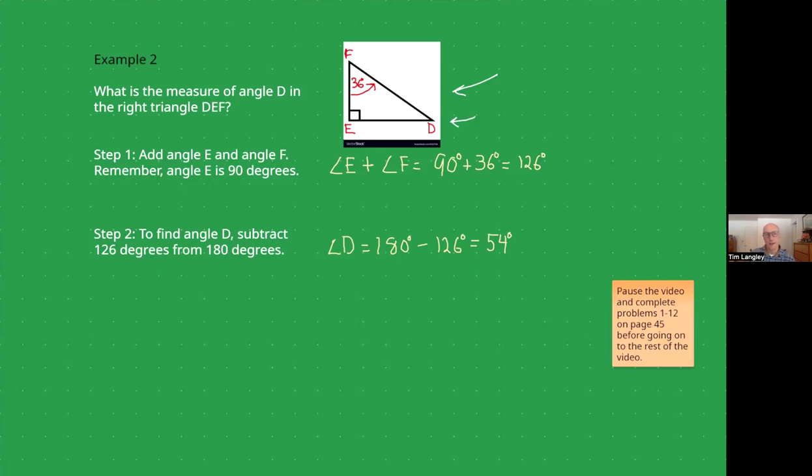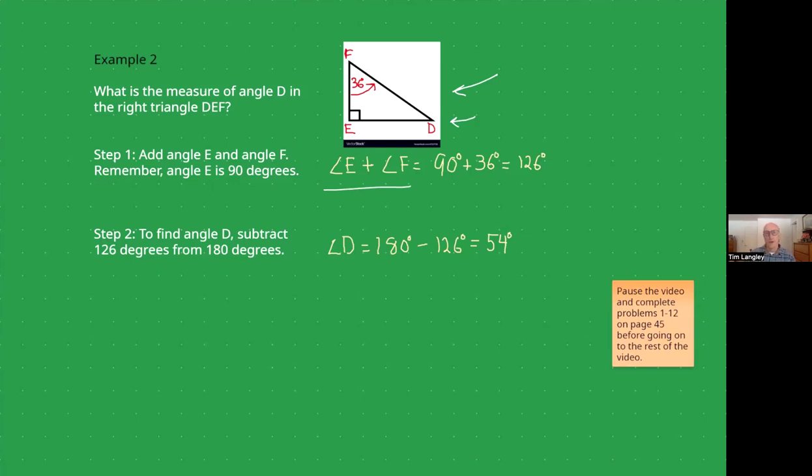Remember that angle E is 90 degrees. So over here, I've written it out like an equation. And by the way, as a math student, I want to really encourage you to go slow and write each step out, especially now that we're trying to solve for something that's missing.